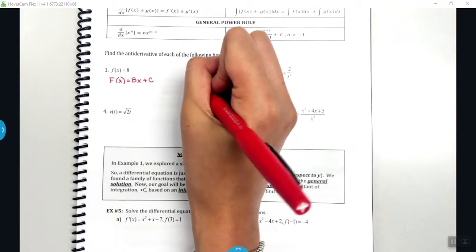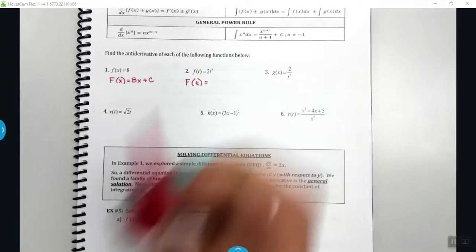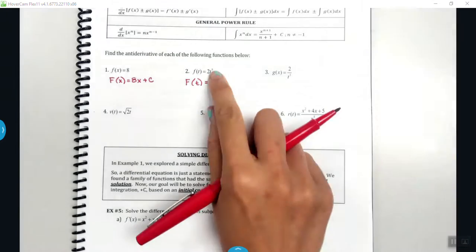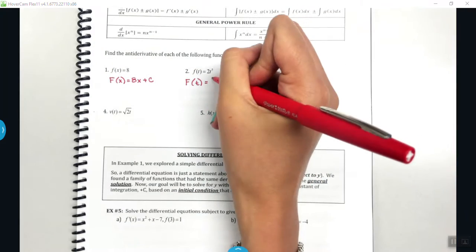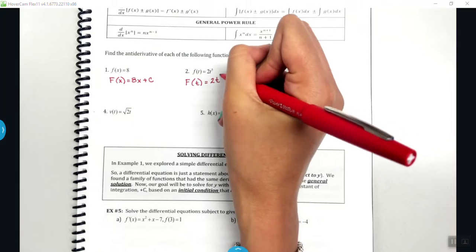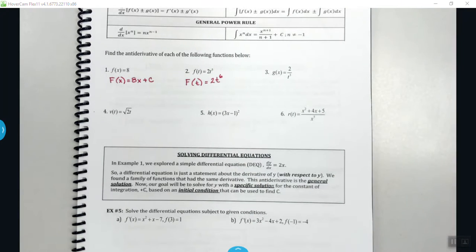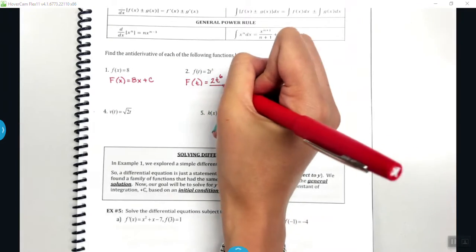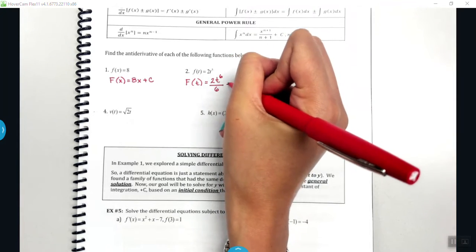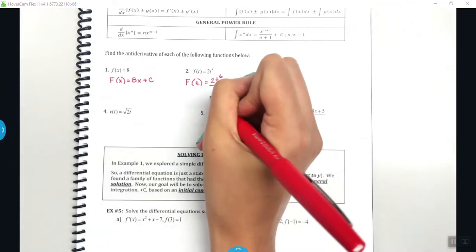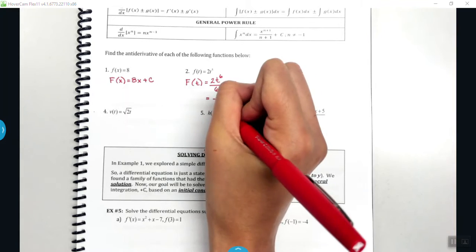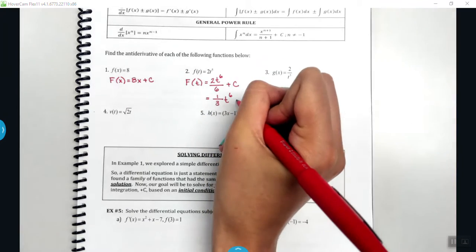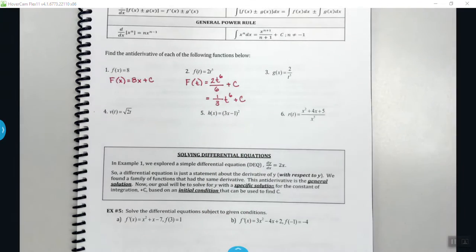So f of t equals, and then we add 1 to the exponent, so we make this 2t to the 6th, and then you divide by your new exponent, so divided by 6 plus c. And then you might want to simplify to be 1/3 t to the 6th plus c. Okay.